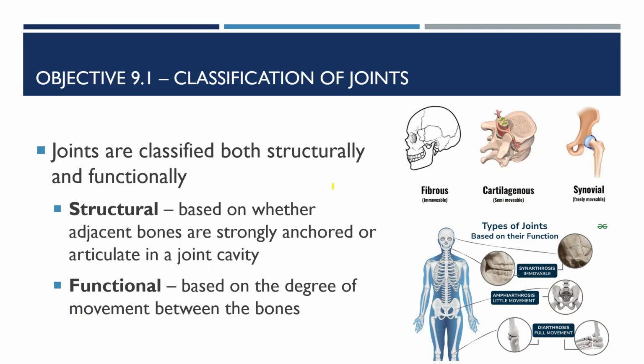Now this right here is actually one of your possible essays for Chapter 9. The essay says, name the 2 major ways that joints can be classified and state 3 subtypes of each. So this is the first part of that essay, the 2 ways that joints can be classified. We have structural classification and we have functional classification. Honestly, these are kind of self-explanatory, because structural means it's based on the structure and functional means it's based on the function.